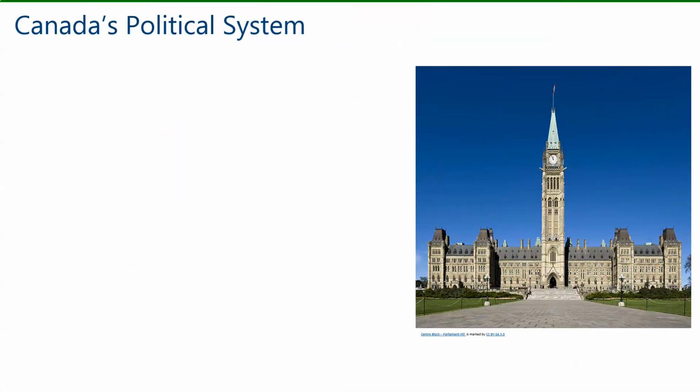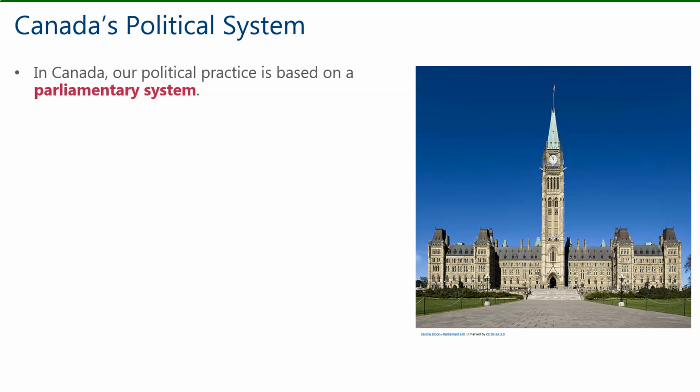Now, you might already be familiar with Canada's political system, but this is a review to ensure that everyone knows the basics. So, in Canada, our political practice is based on a parliamentary system. This system is the same in the UK and other countries in the British Commonwealth.